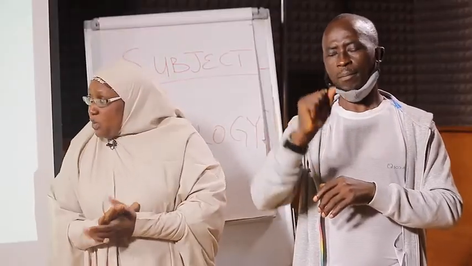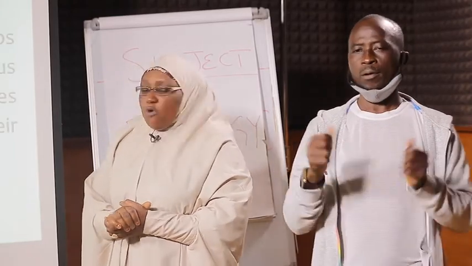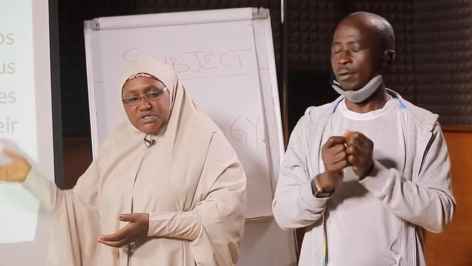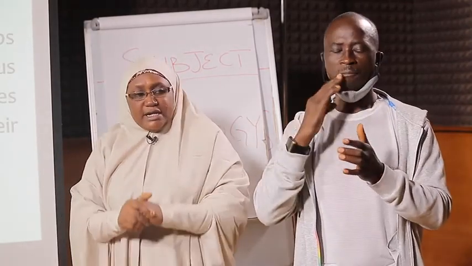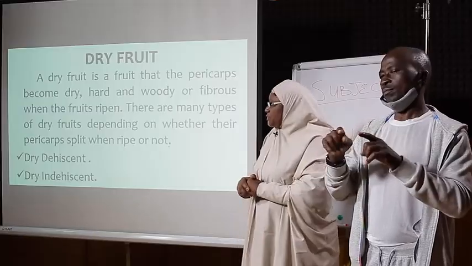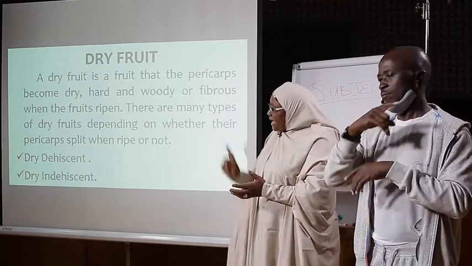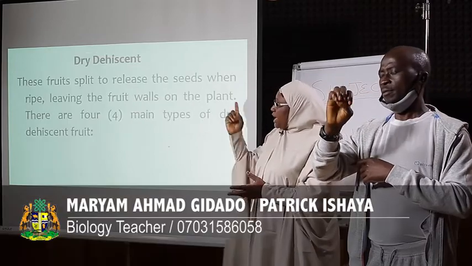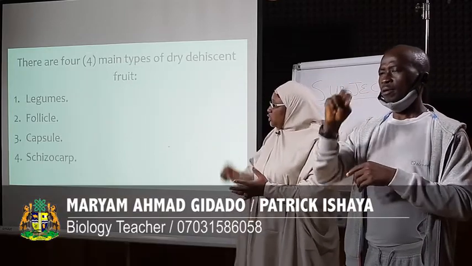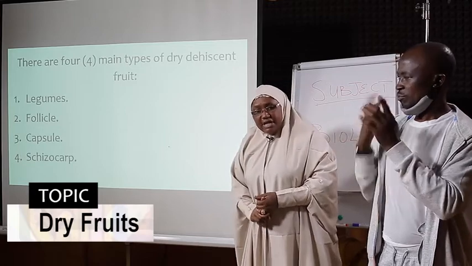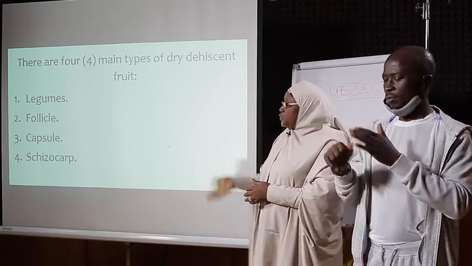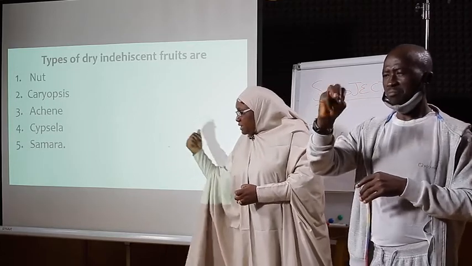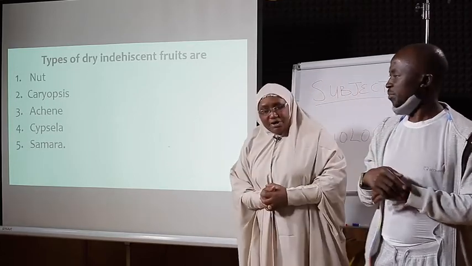So with this, I think we have come to the end of fruit classification, which we started in the last lesson. With these dry fruits, we have completed our classification of fruits. So dry fruits, we have dry dehiscent and dry indehiscent. Dry dehiscent, we have legumes, follicles, capsule, and schizocarp. Then under dry indehiscent, we have nuts, Cypsela, samara, akin, and also caryopsis.